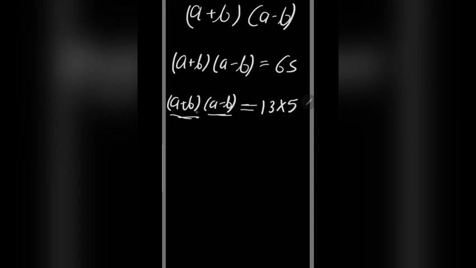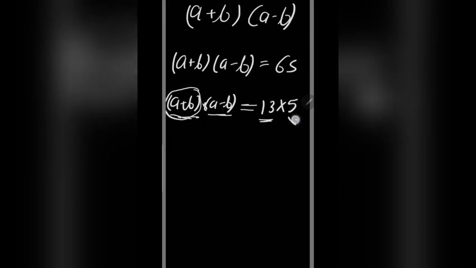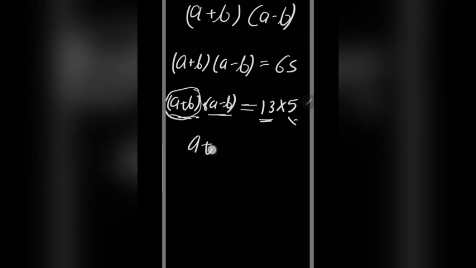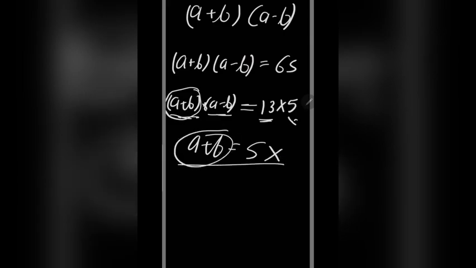Means these two multiply, and these two also multiply. So 13 is the bigger number. If a and b are both positive integers, then the sum a plus b must be greater. So it is never possible that a plus b will be 5, because the sum of these two positive integers will be positive.